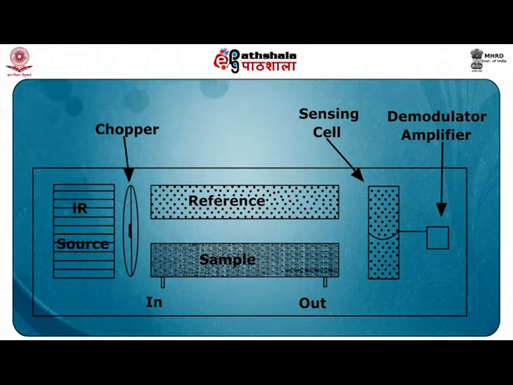polluted air can be kept, and a reference cell containing pure air. The infrared beam from a source is reflected by choppers alternately through the sample cell and the reference cell. The intensity of the beam emerging from the sample cell is decreased since carbon monoxide absorbs infrared radiation. The beam then strikes a detector containing carbon monoxide and a movable diaphragm.